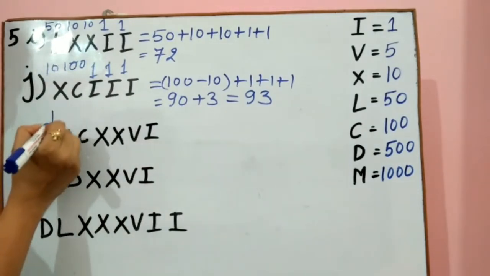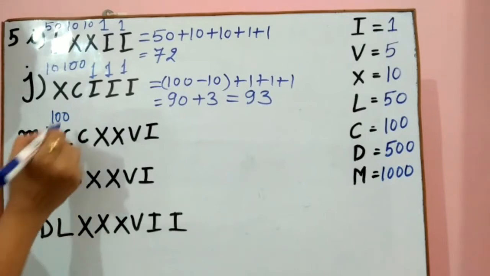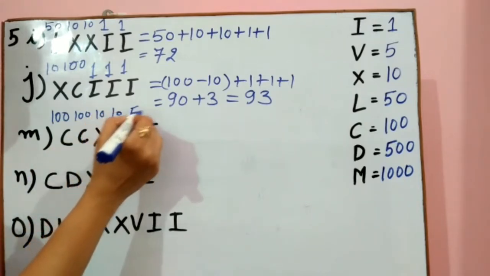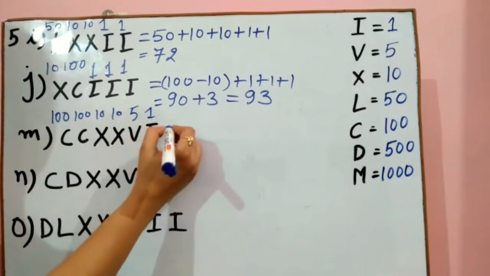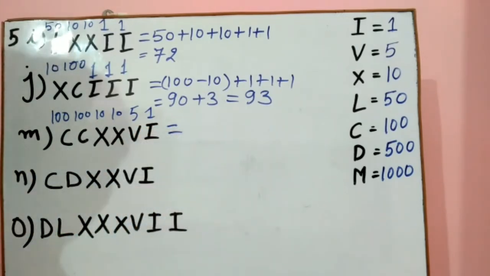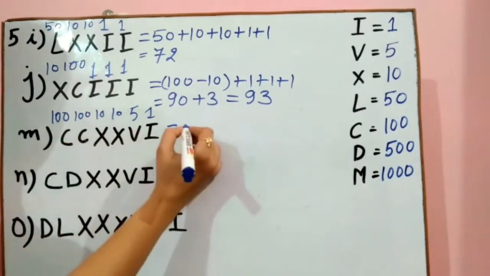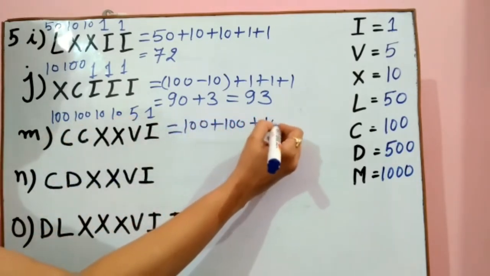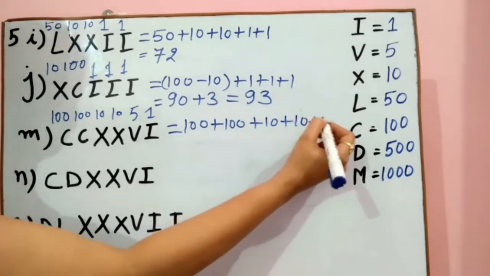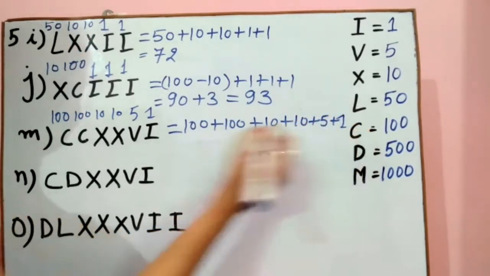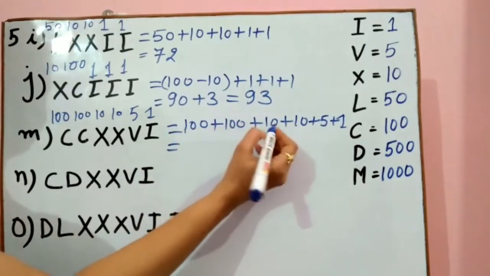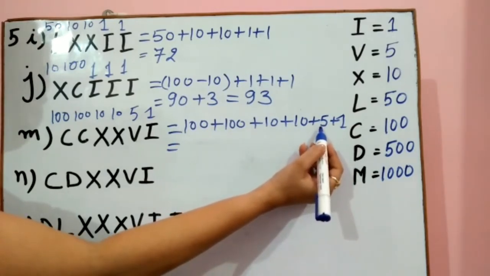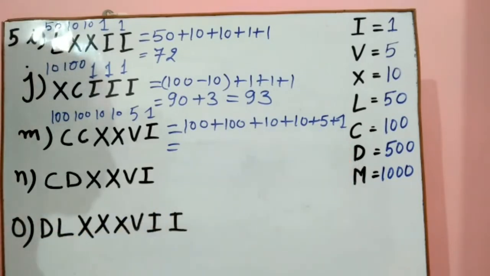And the value of C is 100, X is 10, V is 5 and I is 1. Hundred plus 100 plus 10 plus 10 plus 5 plus 1. 100 plus 100, 200 plus 10, 210 plus 10, 220 plus 5, 225 plus 1, 226.